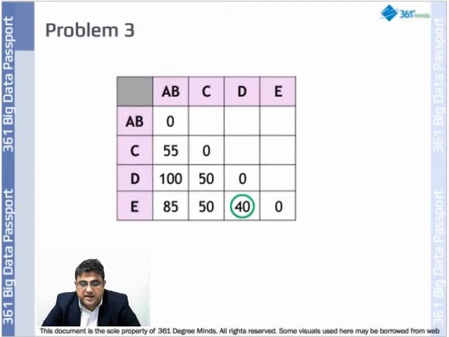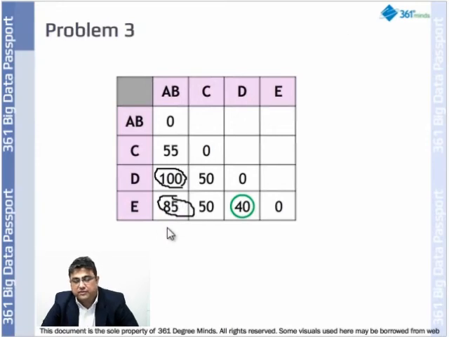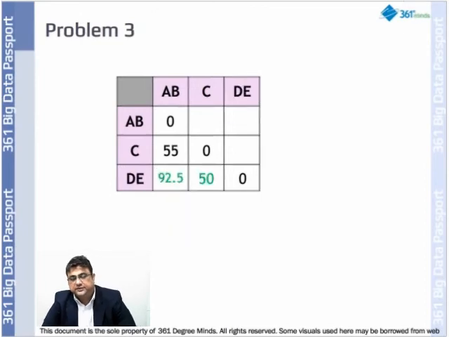Let's look at AB and D. AB and D is 100. AB and E is 85. So 185 by 2, that's 92.5. Let's look at the next table and see whether we've got the answers right. I've drawn this simple one for you. There you see 92.5 and 50. And again, let's look at the least value, which happens to be between D and C, which is 50.